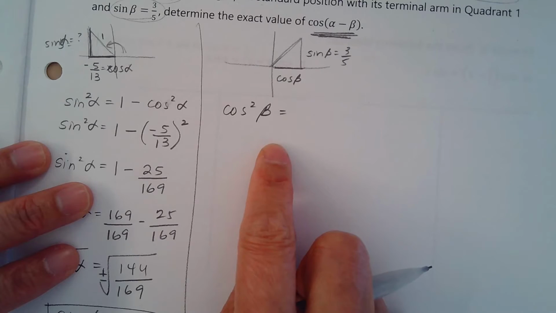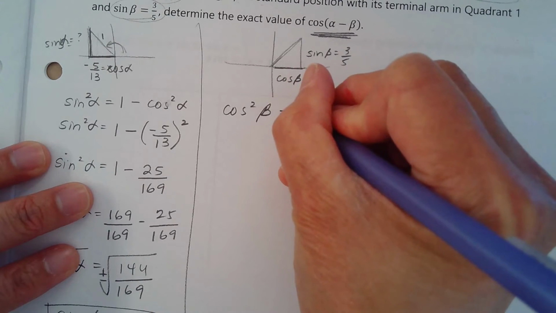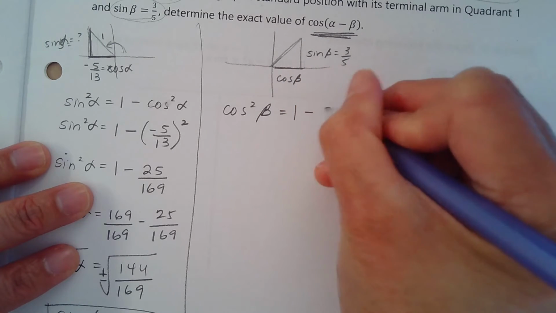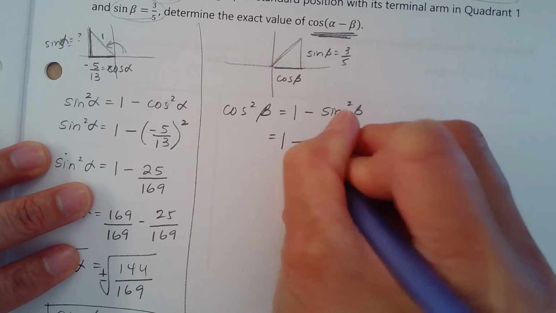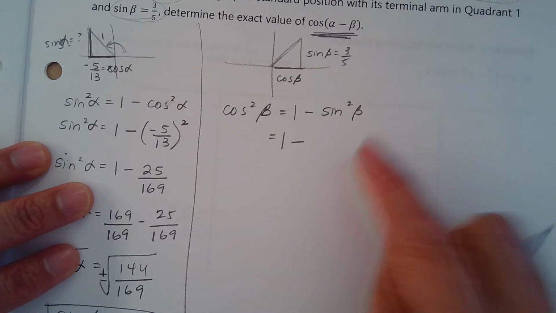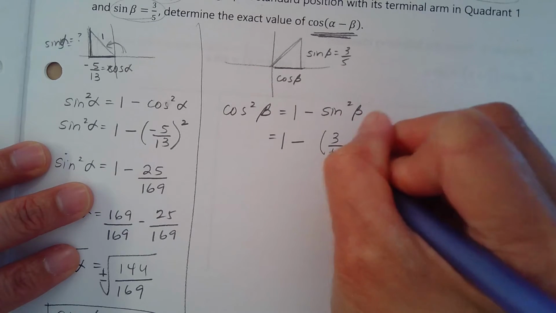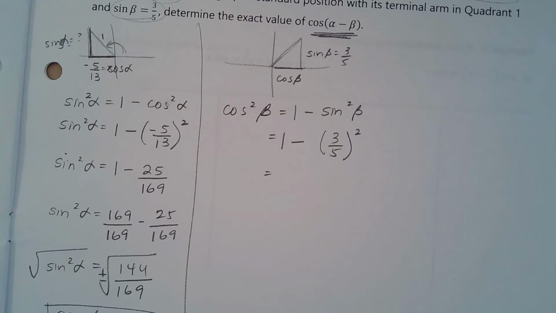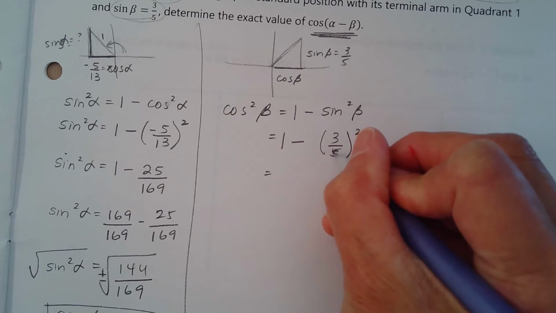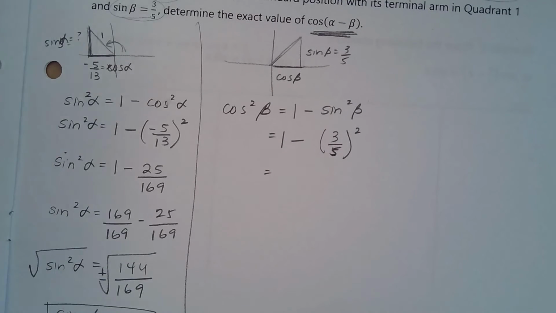Cos squared beta is equal to 1 minus sine squared beta, 1 minus 3/5 squared. Okay, so go ahead, pick it up from here. What did you get on the end there, after you square rooted?